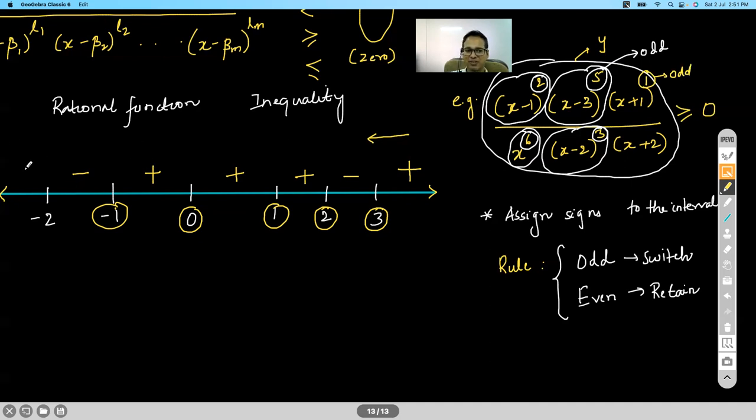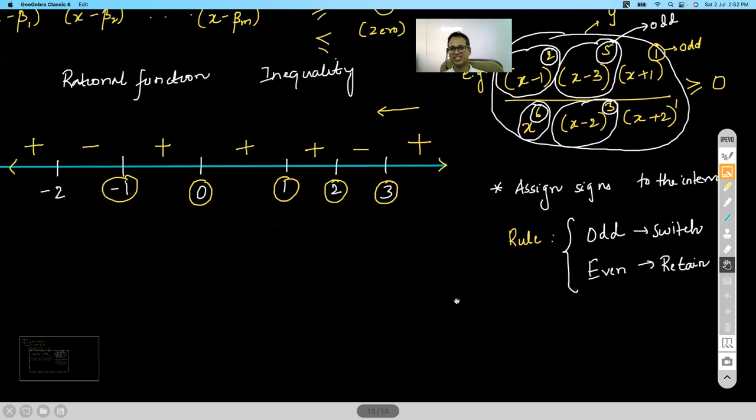Okay. Tell me for this now, the last interval. Positive, right? Because plus minus 2 has come from this factor and this has got odd power. So this will be plus. Is it fine? So this is the most critical step, because if you make a mistake over here, the entire problem will go for a toss.